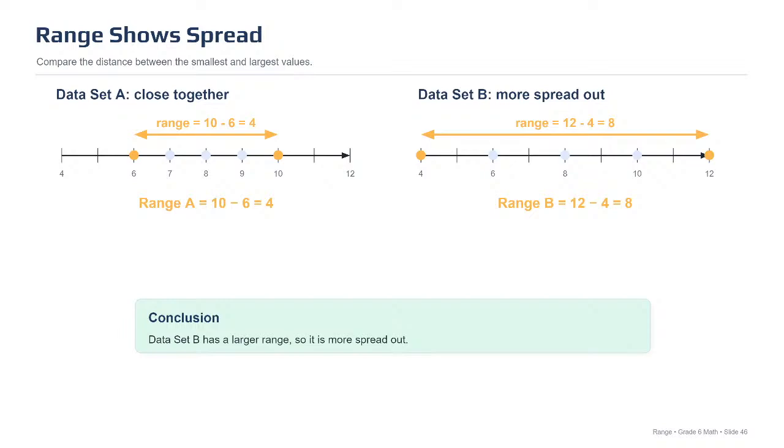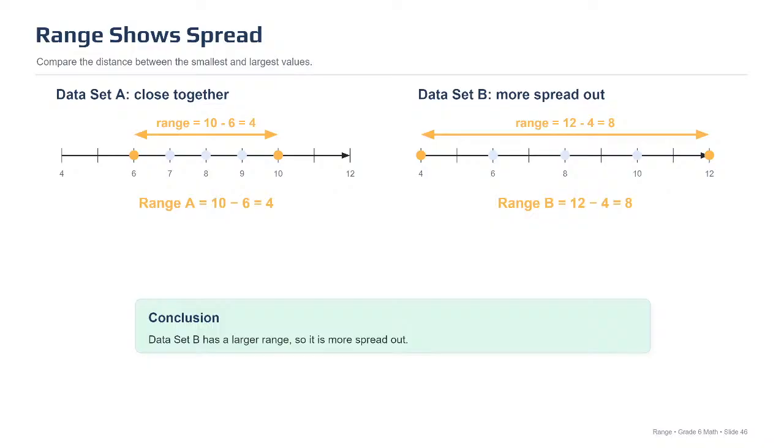Okay, the range shows spread. Compare the distance from the smallest and largest values. Dataset A is close together. Range A is 10 minus 6, which is equal to 4. Dataset B is more spread out. Range B is 12 minus 4, which is equal to 8. So the conclusion: dataset B has a larger range, so it's more spread out.